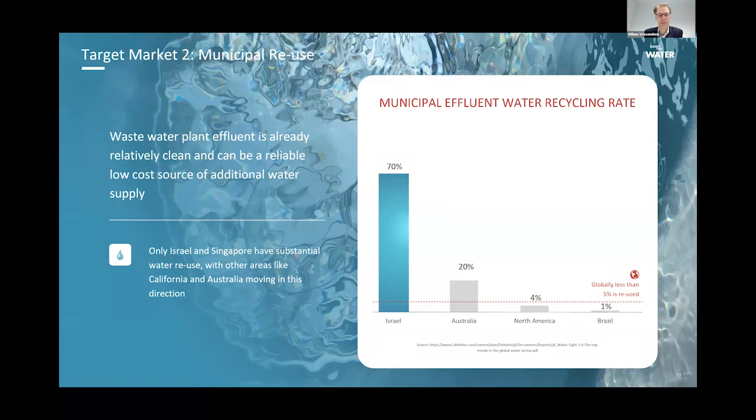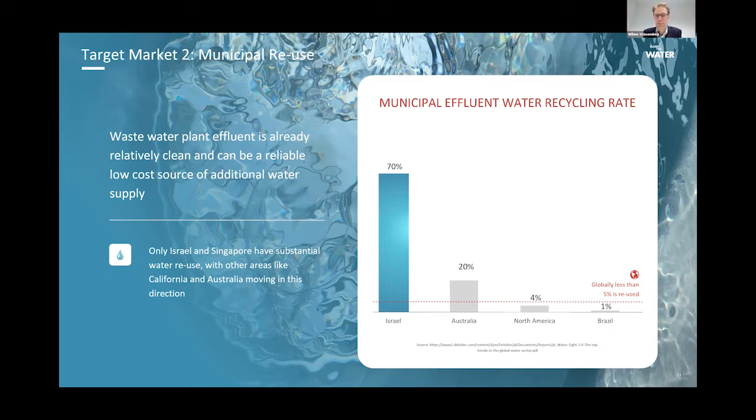Municipal, as I just mentioned, is an important sector for us. Municipal effluent is actually a bit of a waste of resources: everywhere around the world we treat municipal wastewater to a very high quality level and then we dispose of it. So in areas where there's drought or a shortage of water, what you really want to do is take that water, further treat it, and then reuse it.